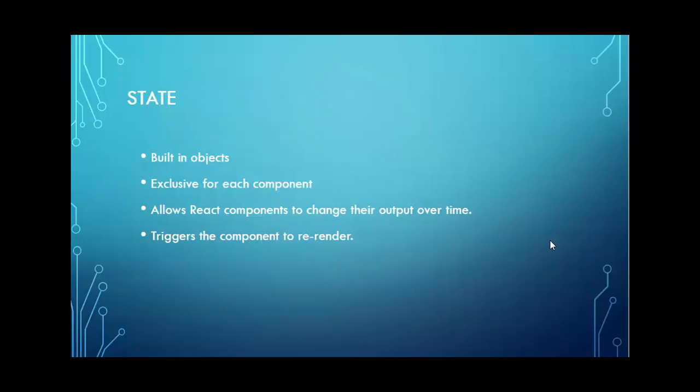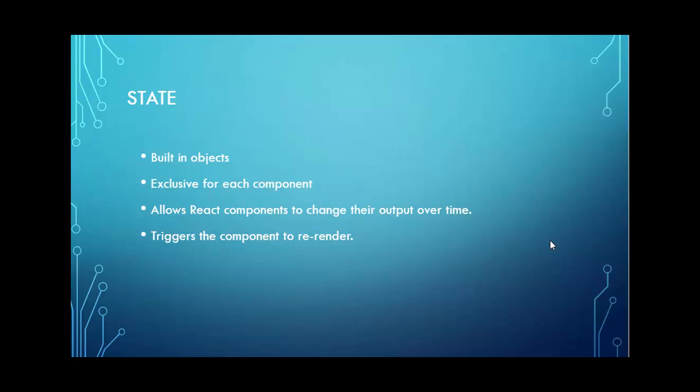In React, state is a built-in React object. Every React component has this built-in object and it stores the component's property values. This state object tends to change its output over time. The state is completely opposite to props, which are non-mutable, but state can change its output over time. Whenever a state value changes, it triggers the component to re-render.